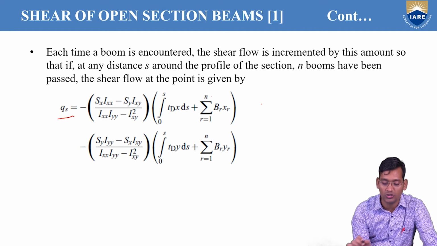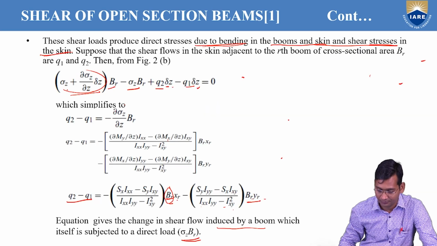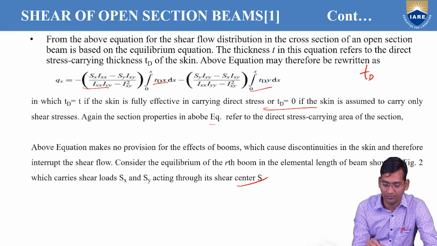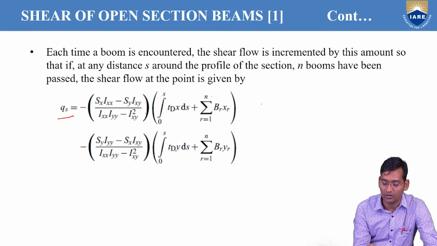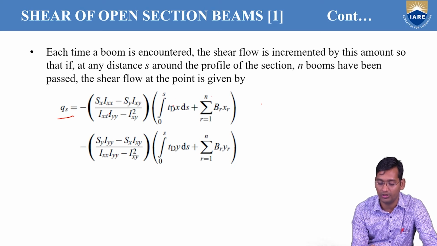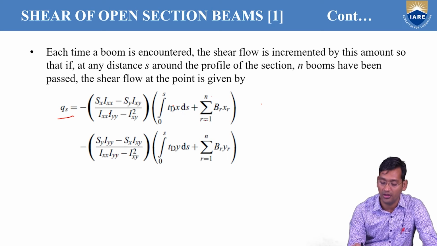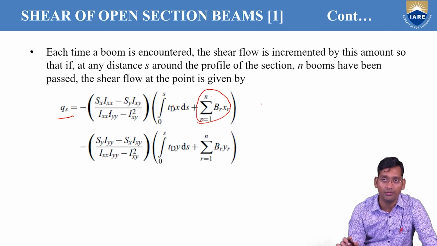So overall, that Q_s total will be the sum of Q2 minus Q1, because that is delta Q, and here that Q_s. So we have to substitute this there. So after this, Sx minus this one: just see this into this into this, once you apply, the total will be there. So (Sx Ixx minus Sy Ixy) by (Ixx Iyy minus Ixy squared), after taking this common because it is in both terms, into the integral from 0 to s of t_D x ds, where t_D is the thickness containing the direct stress, plus this for the number of booms that are there.